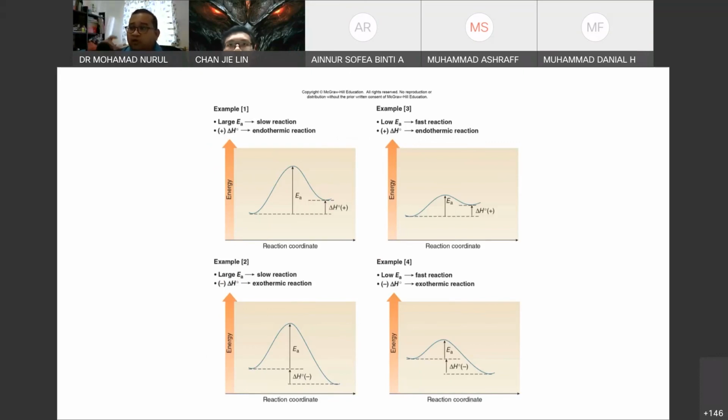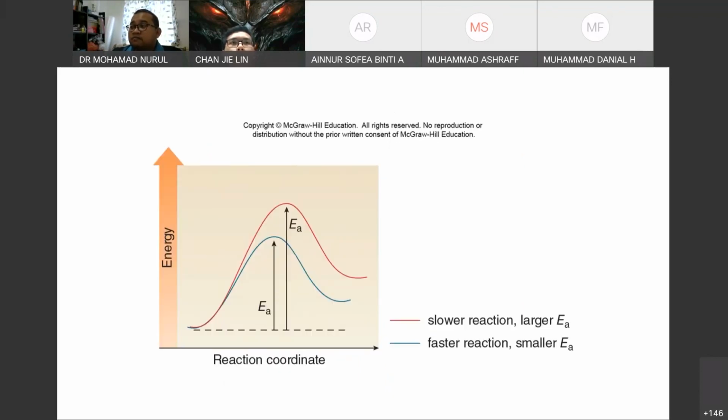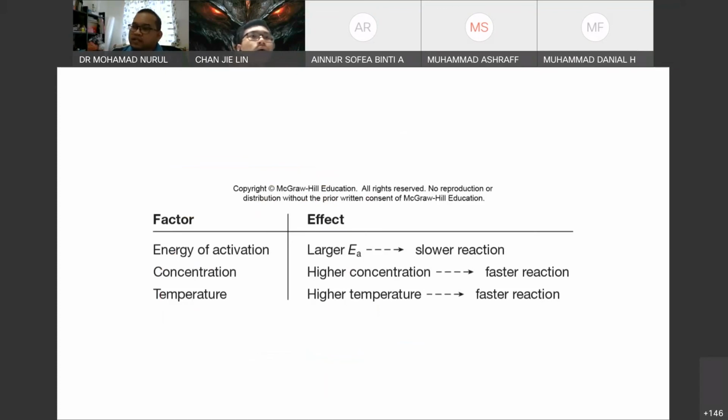How do you reduce the activation energy? By using a catalyst or biocatalyst, which is referred to as an enzyme. Okay, so this is a summary regarding the energy diagrams. Kinetics depends on the concentrations and also the temperatures. You will see more of this in chapter 7 and 8.